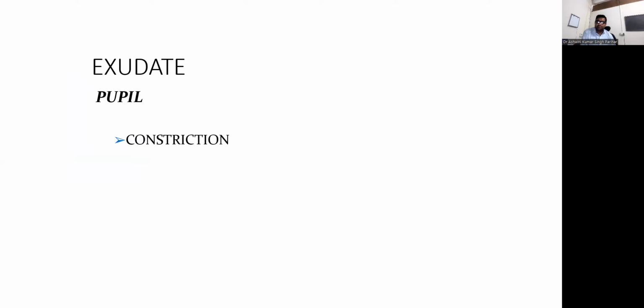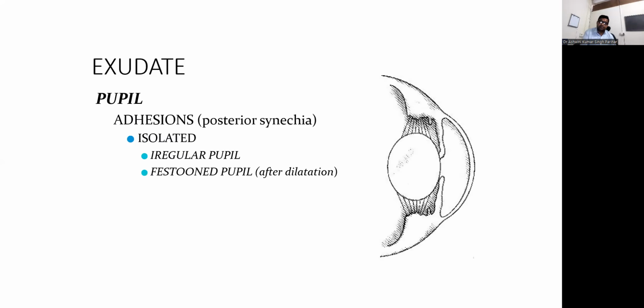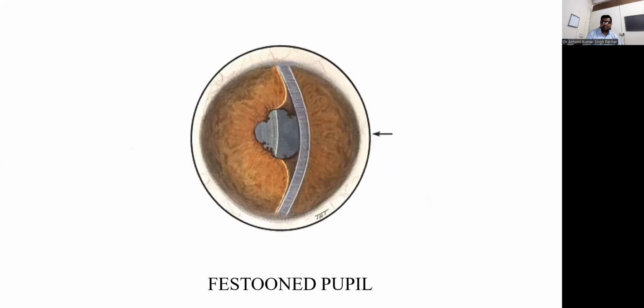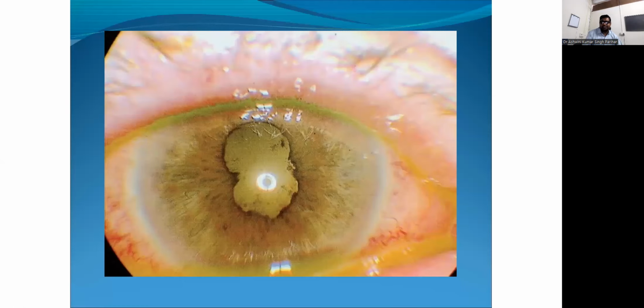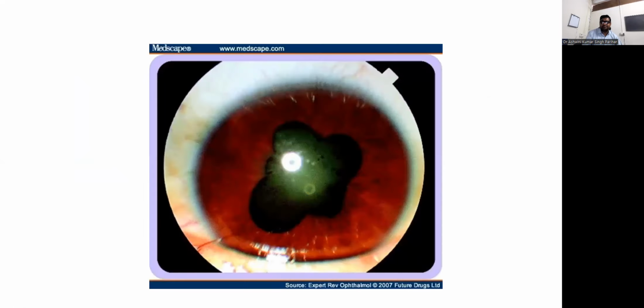And this is a pupillary finding, as I have mentioned: either the pupil will be totally constricted or there will be adhesions found, which is posterior synechiae formation, and the posterior synechiae formation can lead to the development of an irregular pupil, and the festooned pupil. When we dilate the pupil, we will see it. This can hinder aqueous production and aqueous drainage, and can lead to increased intraocular pressure. This is the festooned pupil after dilatation. You can see these are the various pictures of the festooned pupil.